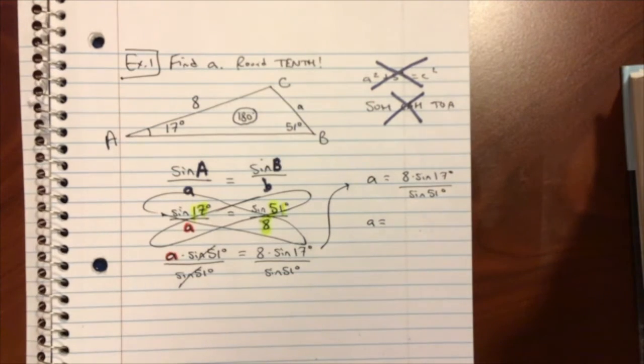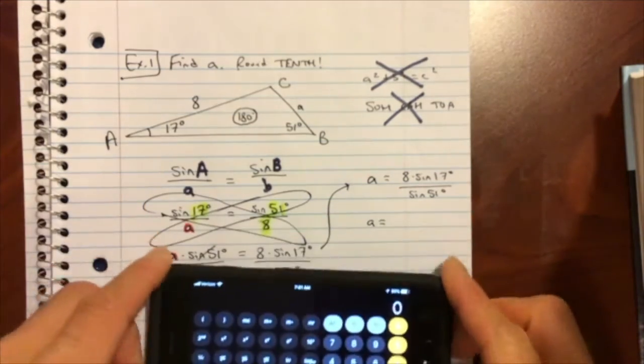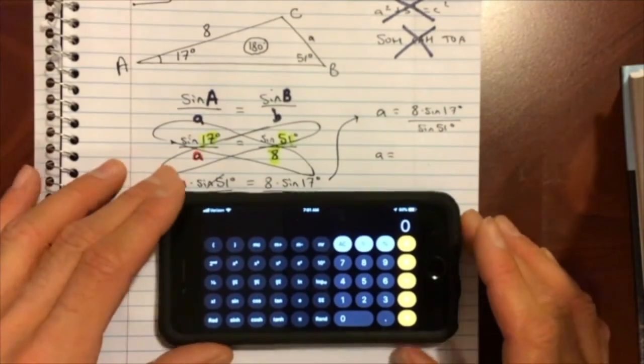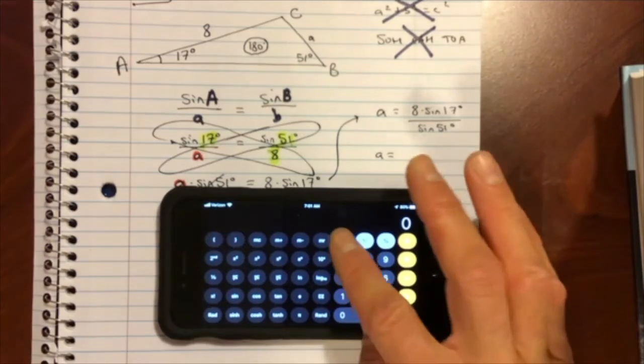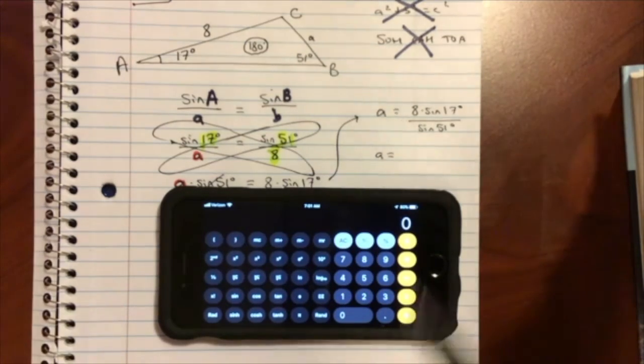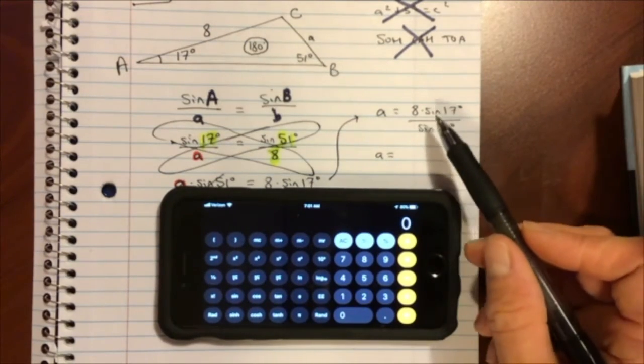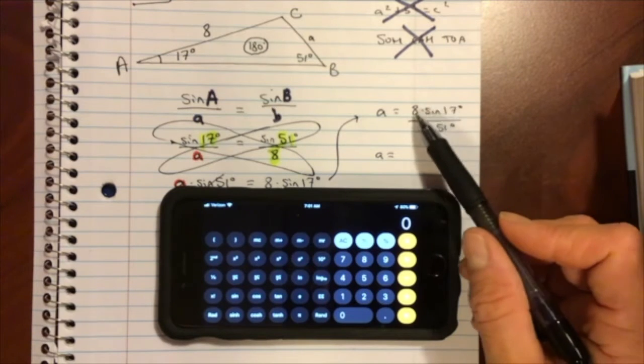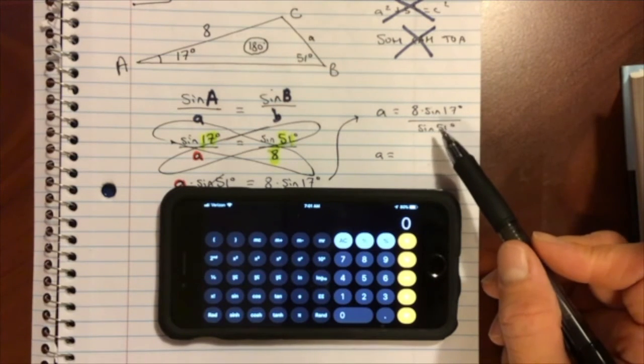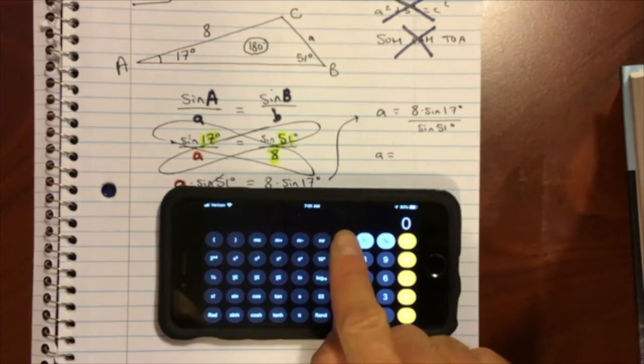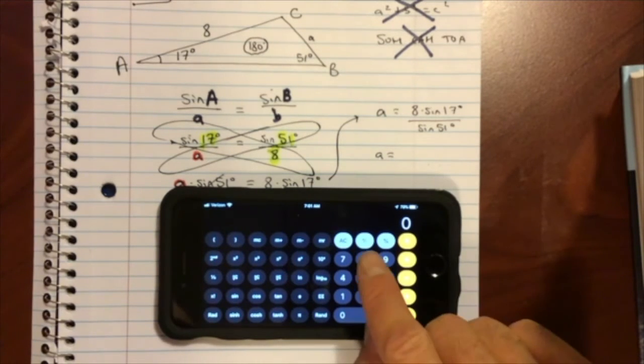I wish I had my calculator from school. I just feel it's not right, but I'm going to get the right answer. Okay, so in order to do this problem, I need to multiply 8 and the sine of 17 on top, and then I got to divide it by the sine of 51. So here we go. Check to see if you're doing this with me.